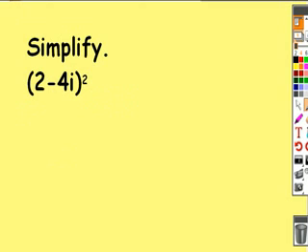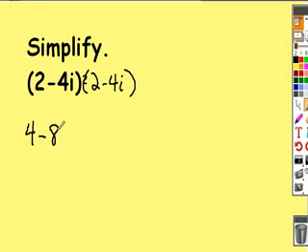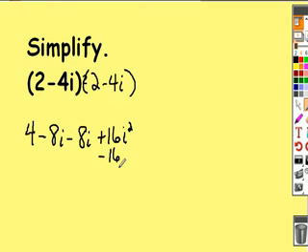When you square a complex number, you write it twice. And FOIL. First, outer, inner, and last. Add first and last, inner and outer.